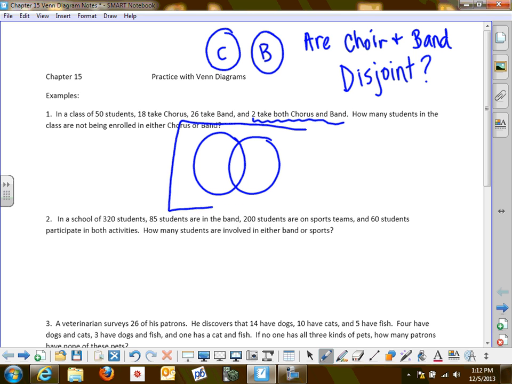So let's draw our Venn diagram, include all 50 students, and then we got our choir and we got our band. And when we did chapter 14 notes, I did mention this, that there is a technique. I want you to start when you're placing your numbers inside, in the most restricted area, the one with the most stipulations, which is being in choir and being in band. So we start here with our 2. Okay. So then from that, 18 take choir, so 16 is what's left here. 26 take band, so 24 is what's left here.